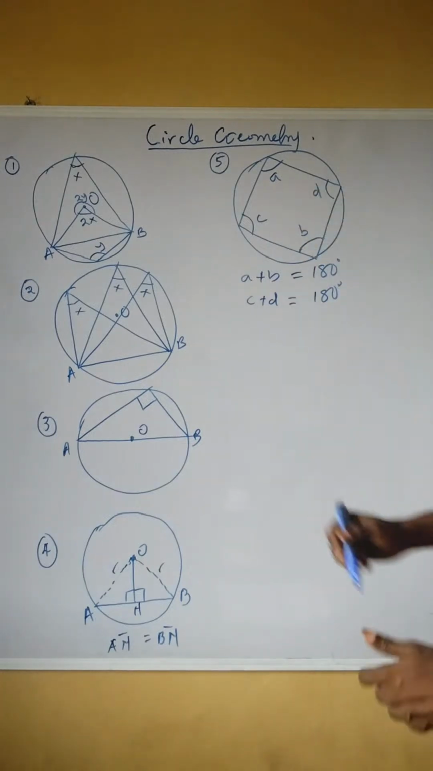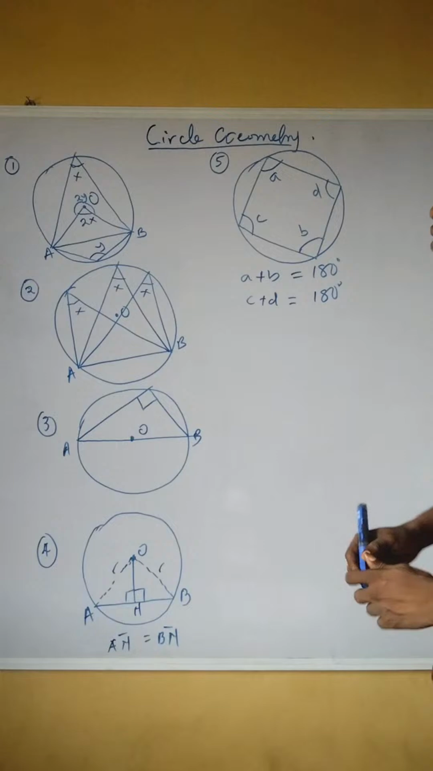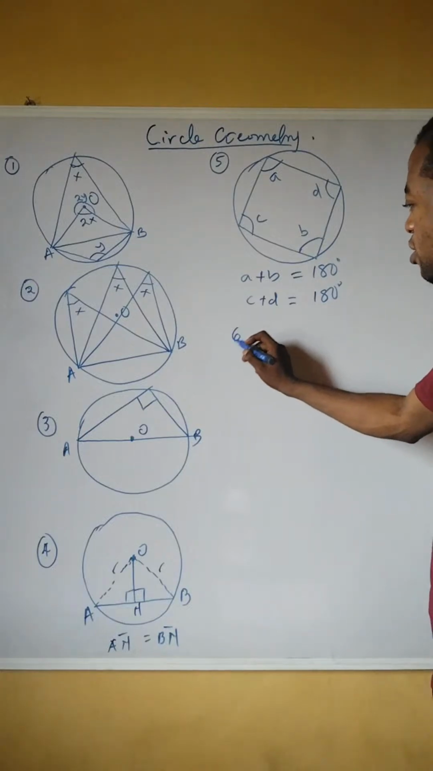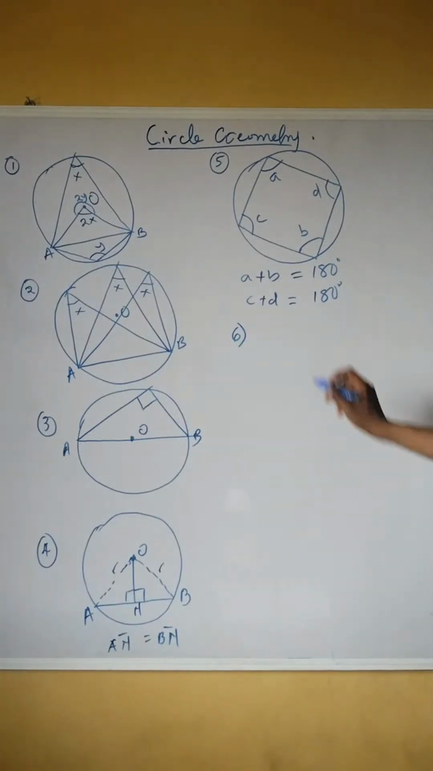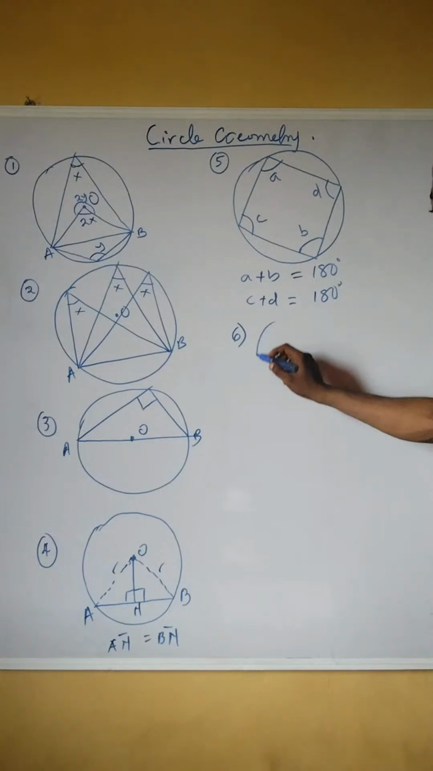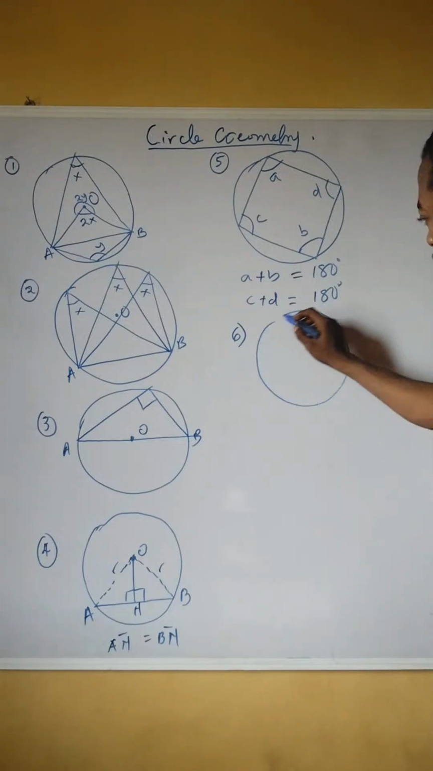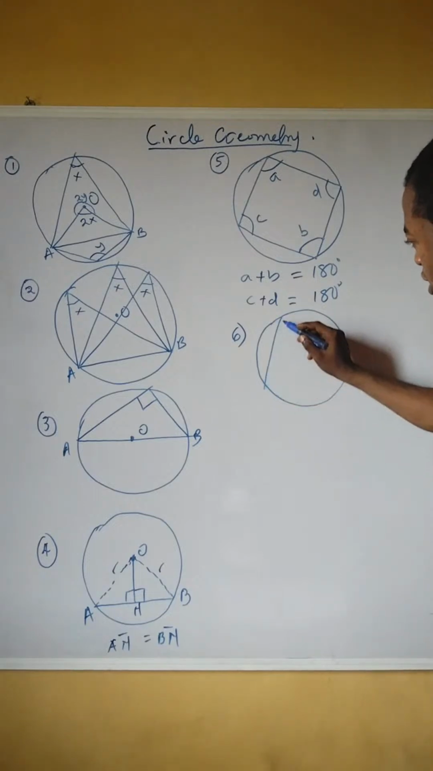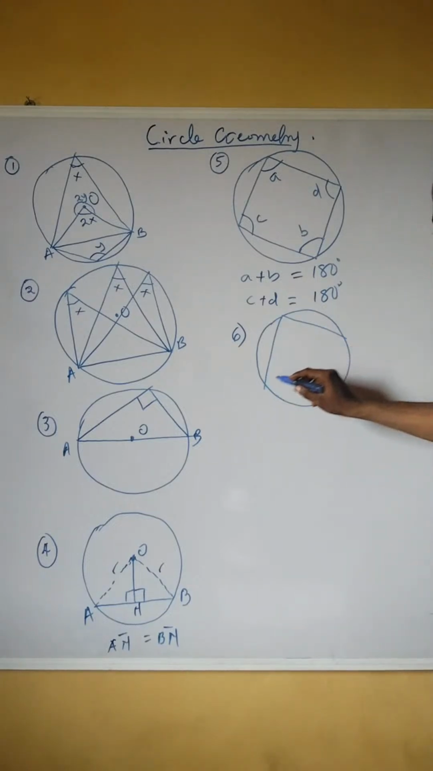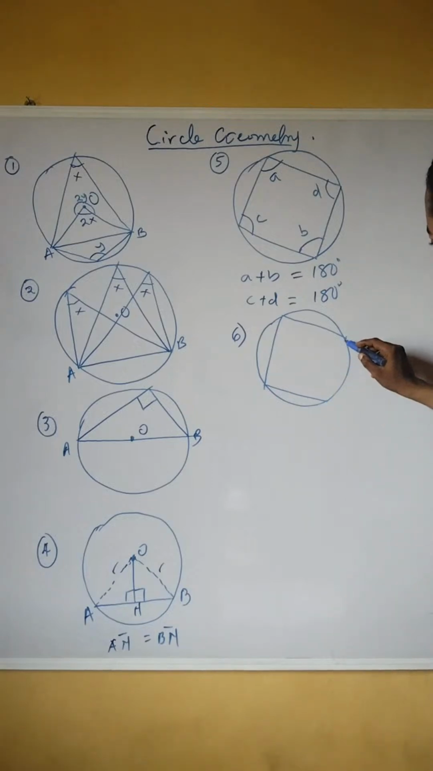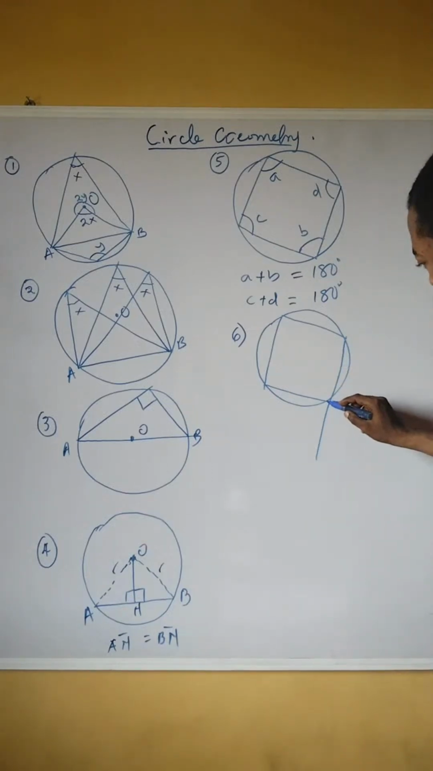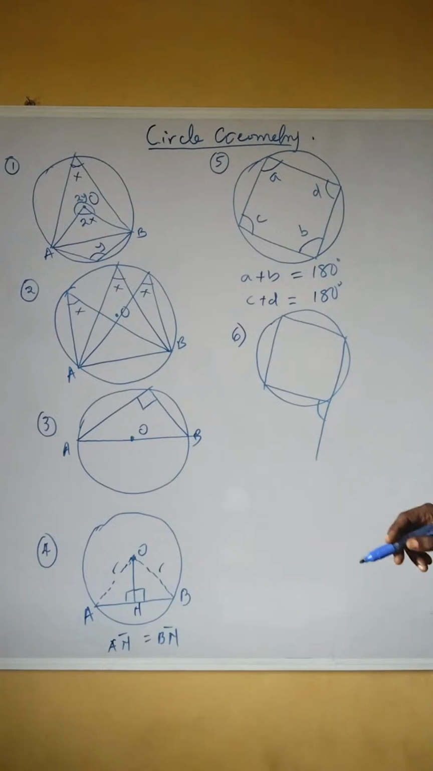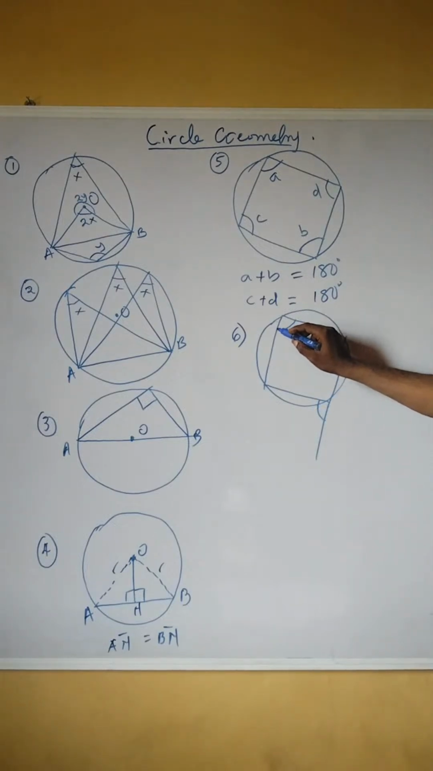So opposite angles of a cyclic quadrilateral are supplementary. Now, theorem 6 is an extension of this theorem, which says the exterior angle of a cyclic quadrilateral. So when we have a cyclic quadrilateral and one of the sides is extended, let's extend this one here. So this is the exterior angle here, and this exterior angle is equal to the opposite interior angle.